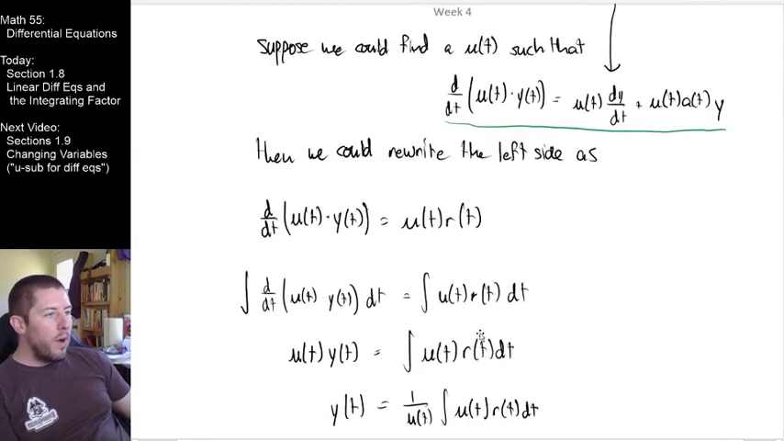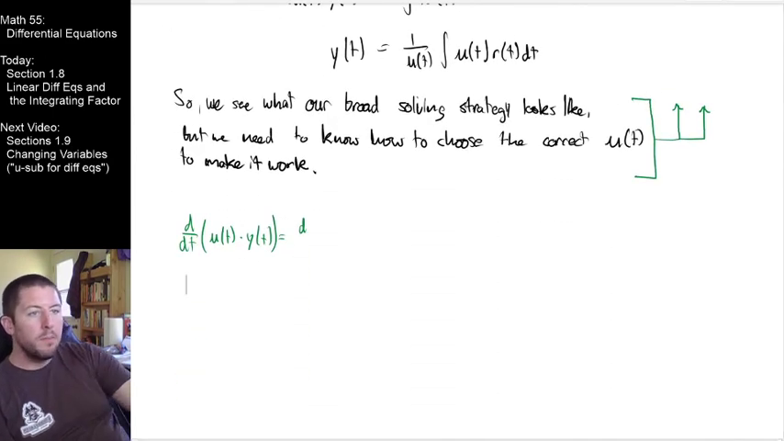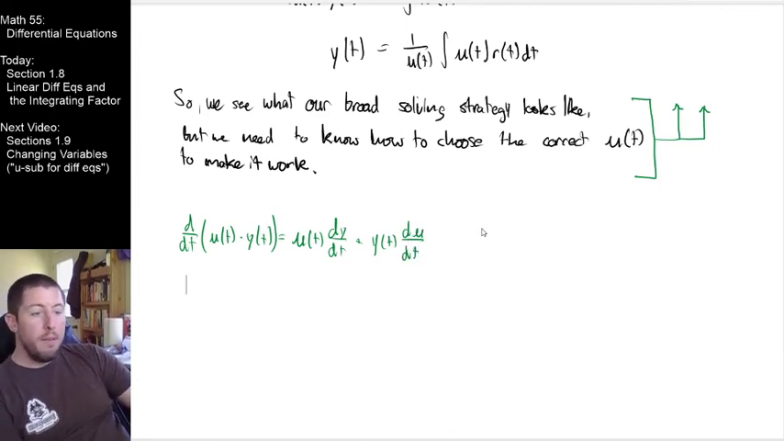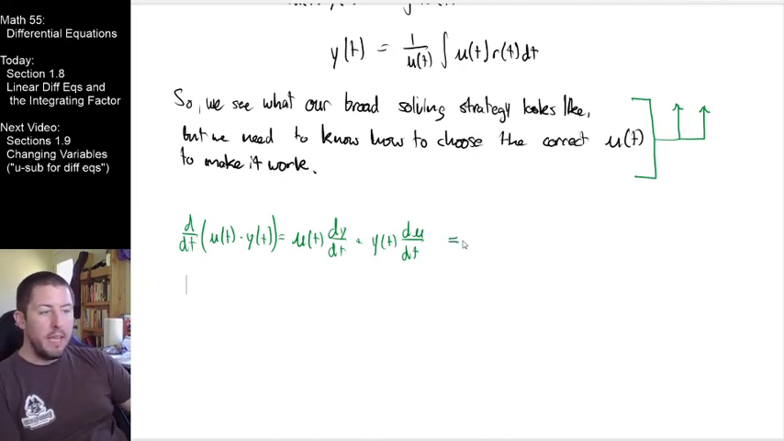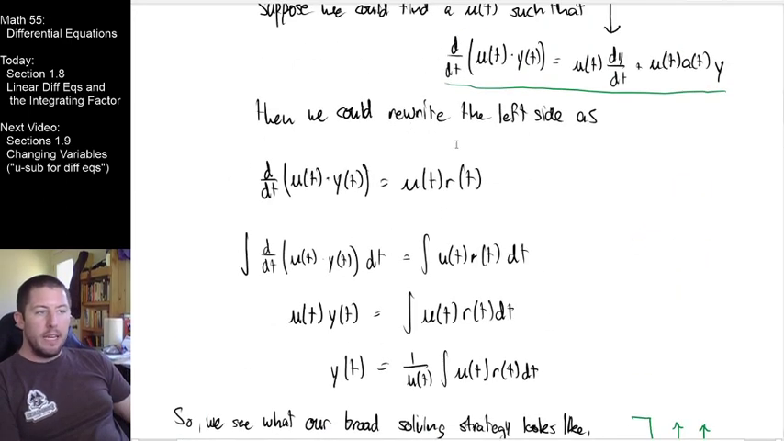mu dy dt plus y d mu dt. All right. What I'm claiming then is that should be the same thing as what we think we must be getting out, the structure of how we need this thing to be, right?